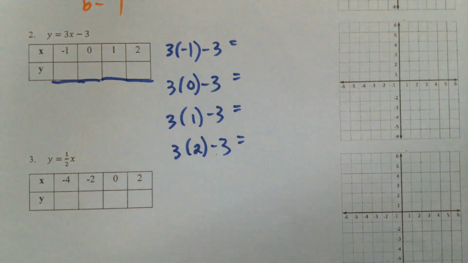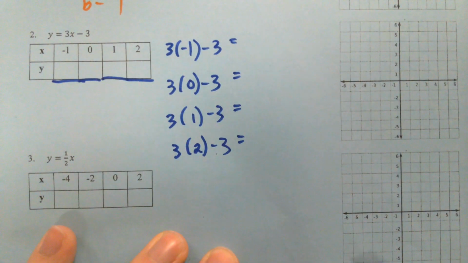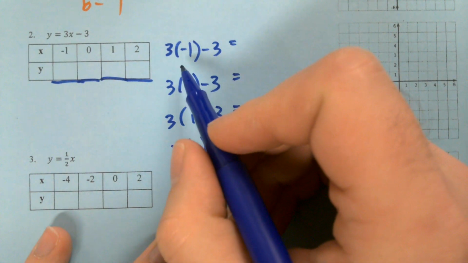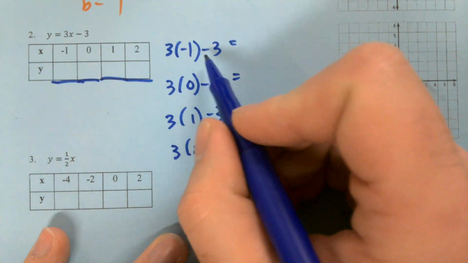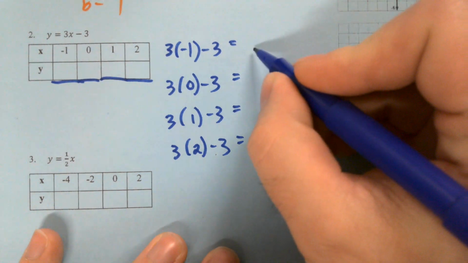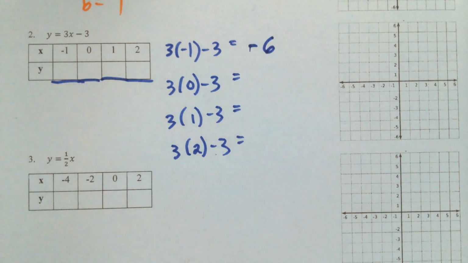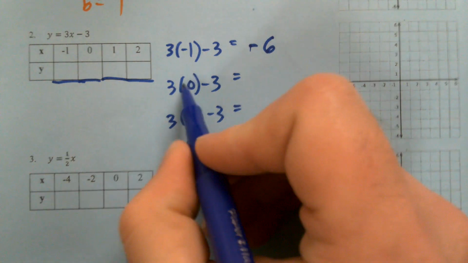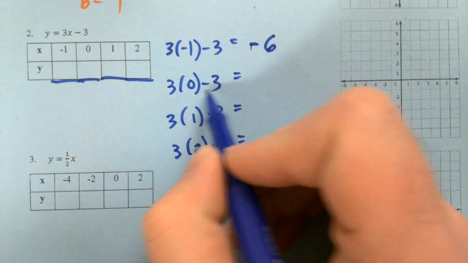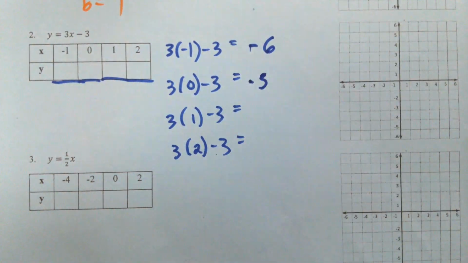Okay. So 3 times -1 gives us -3. And what's -3 minus 3 more? -6, right? We got to be careful with that one. That always trips us up a little bit. 3 times 0 is 0. 0 minus 3 is -3.